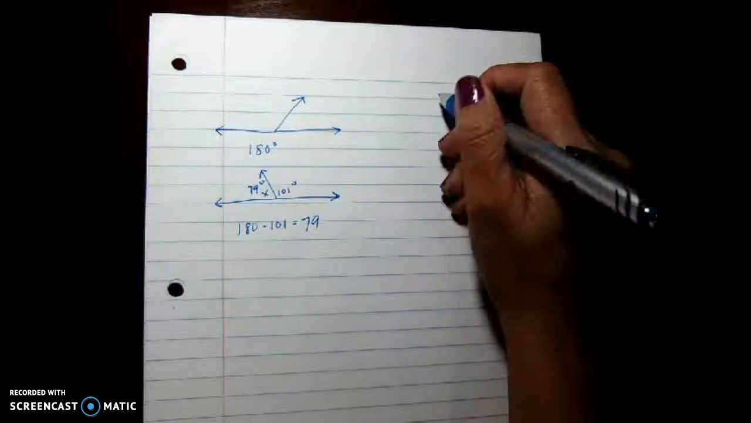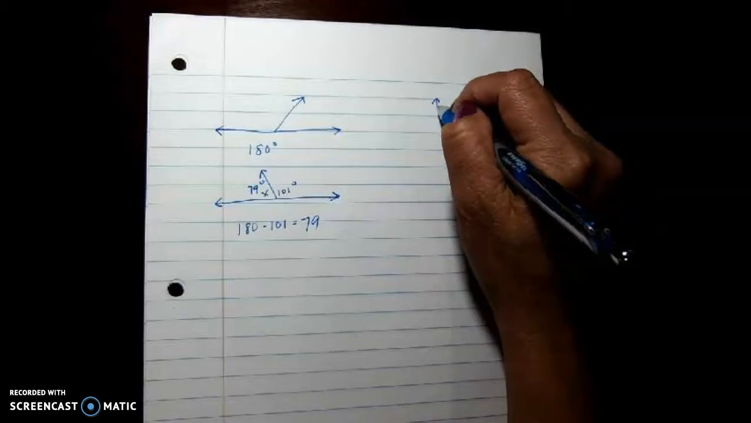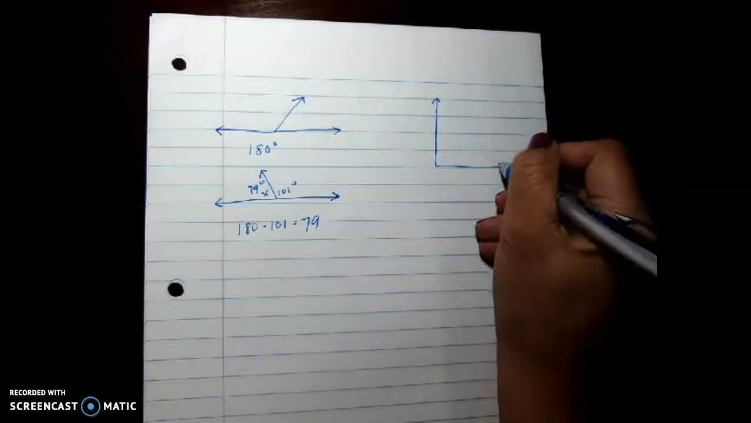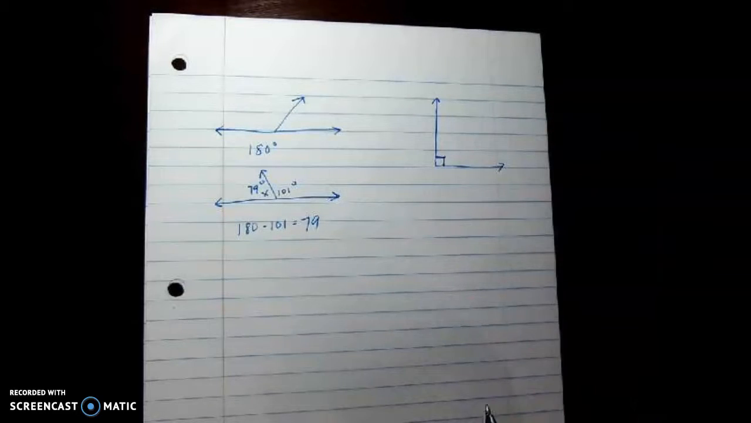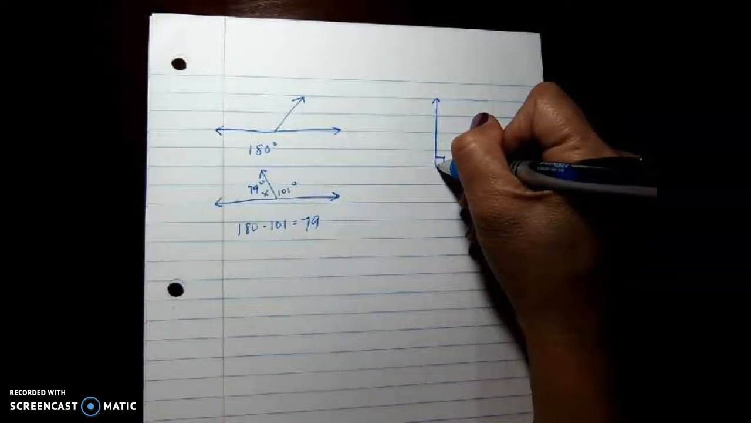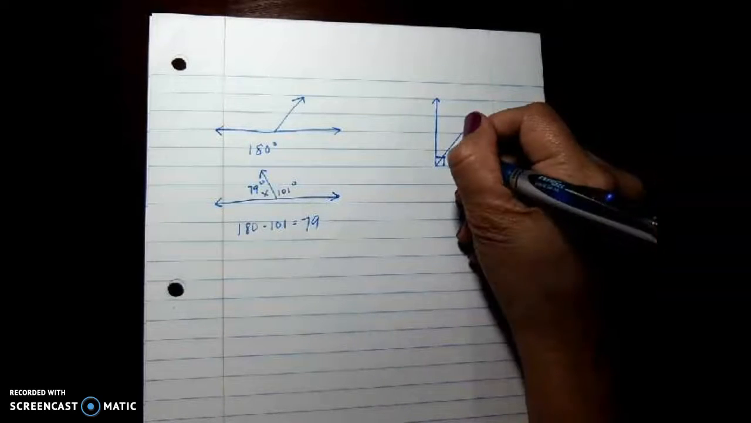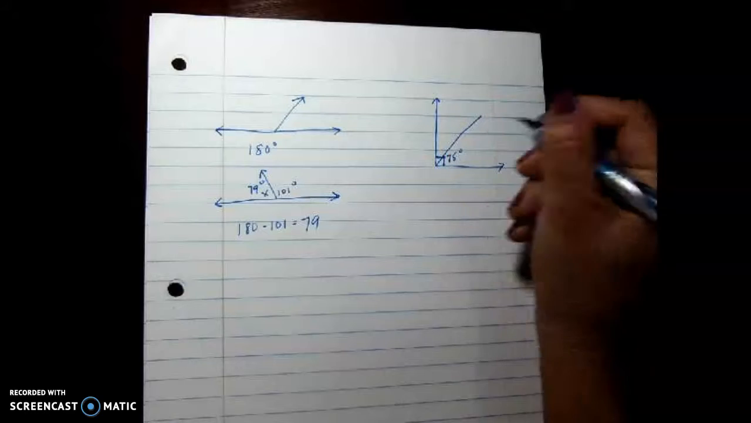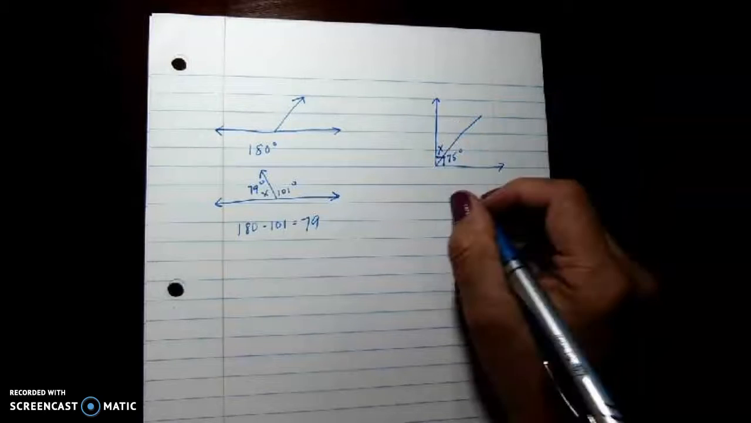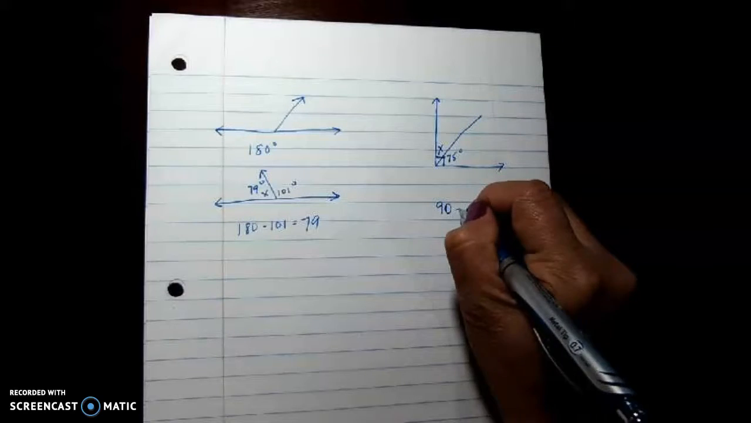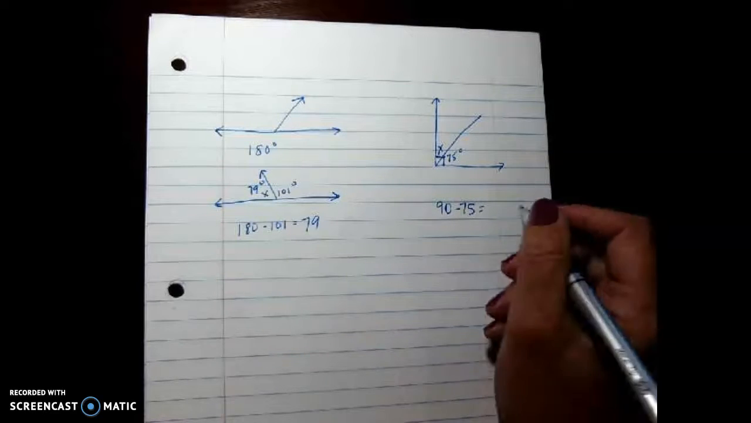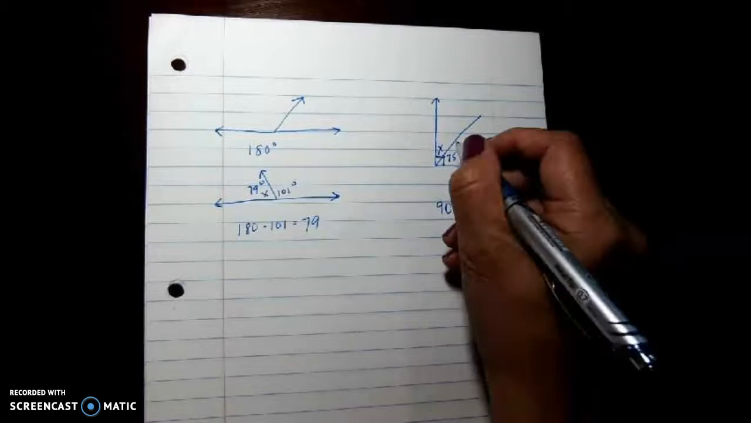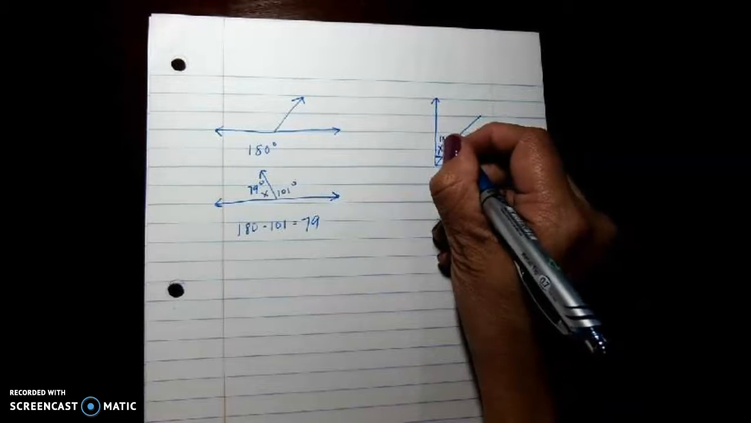Same thing with a 90-degree angle. We know it's a 90-degree angle because of that little box. If this is cut right there and this is 75 degrees, what is x? 90 minus 75 equals 15. So this equals 15 degrees.